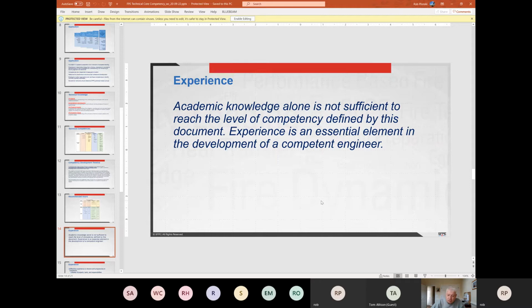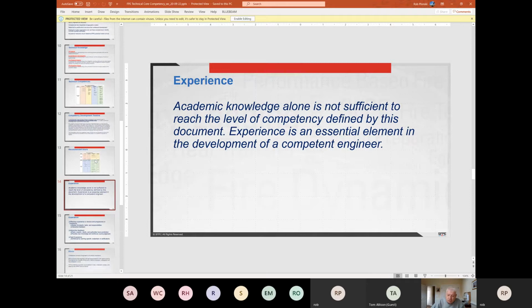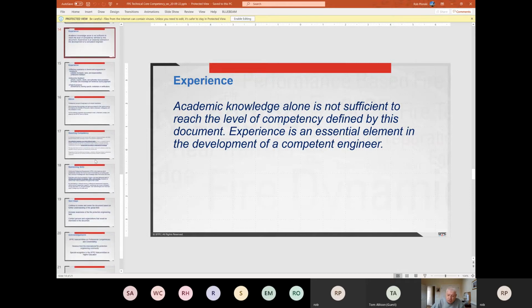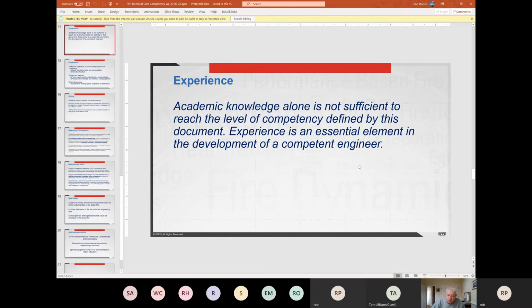Experience. Utilizing the academic knowledge alone is not sufficient to reach the level of competency defined by the document. Experience is an essential element in the development of a competent engineer, and that's why the hours and time working towards it are identified, not just having the academic teaching and fundamentals. So the hours that are reflected are not the hours it takes to get the academics behind the fundamentals. The hours spent are hours spent actually working in those specific areas.